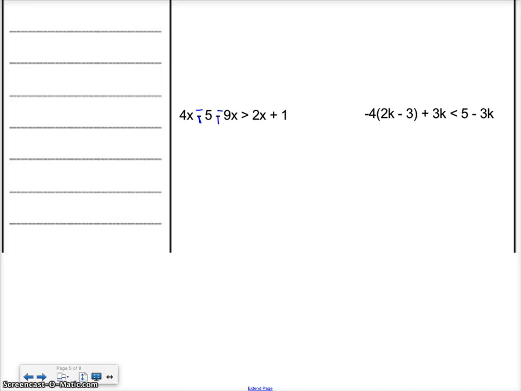So I have a left side and I have a right side. So I need to combine my left side. 4 and negative 9 is what? What's 4 and negative 9? Thank you, but I need more people to participate. That's negative 5x plus a negative 5 is bigger than 2x plus 1. You see what I did? I combined my 4 and negative 9 and got negative 5x.